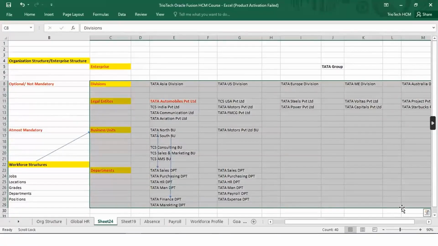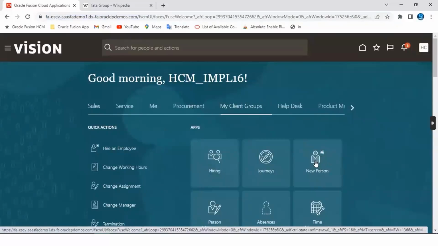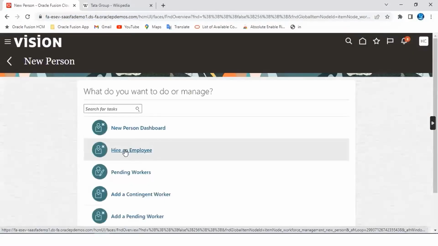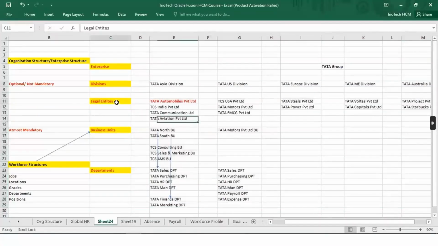And then, whenever we hire an employee in the system, in order to perform the hiring, we will go in as HR. Once HR logs into the system, they will go to My Client Group, then New Person, and perform the hiring transaction by choosing Hire an Employee. When you hire an employee in the system, first it will ask in which legal entity we are hiring the employee. Next it will ask in which business unit, and next in which department you are hiring the employee.